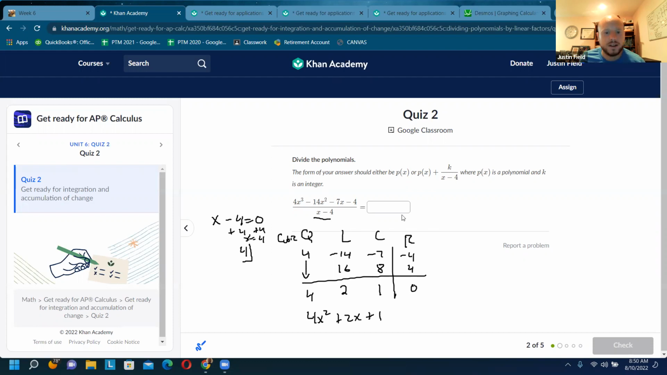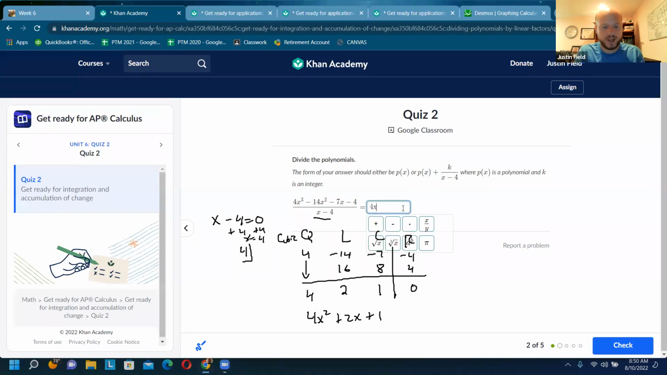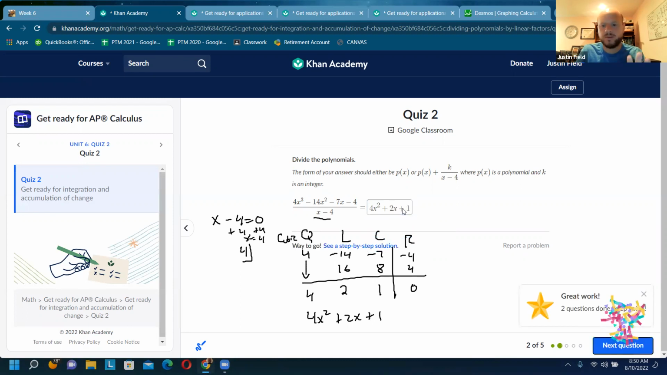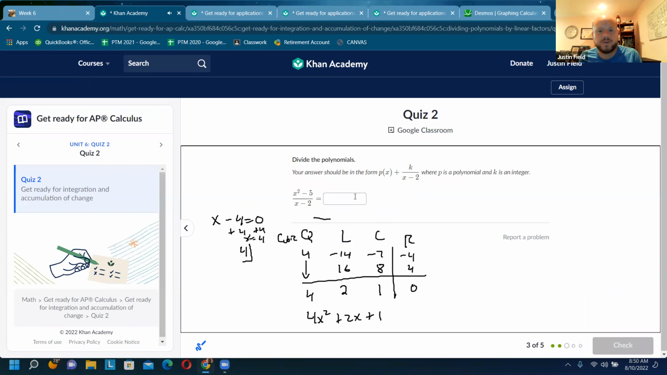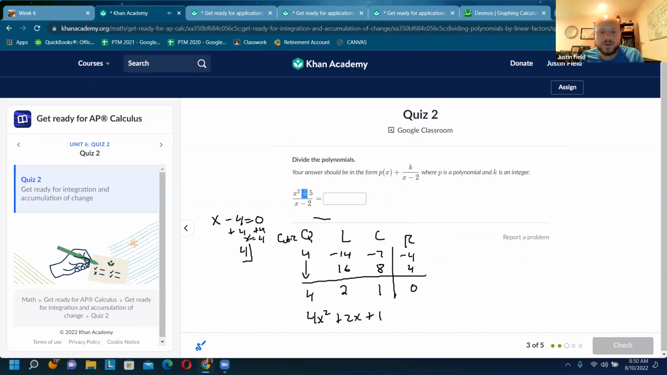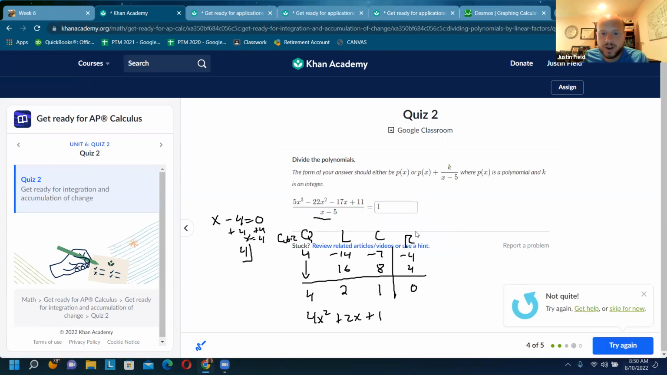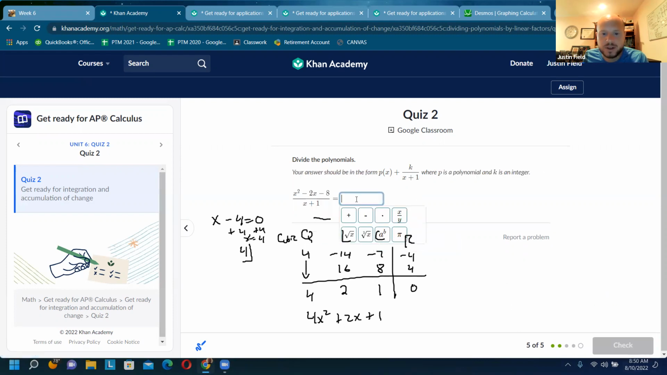Let's just put that in so that you believe me. Sometimes I don't believe me, but I believe in this case. So see, this one is x squared minus 5, so you want to put a 0 for the 0x. But move on. Dividing polynomials. It's not so bad.